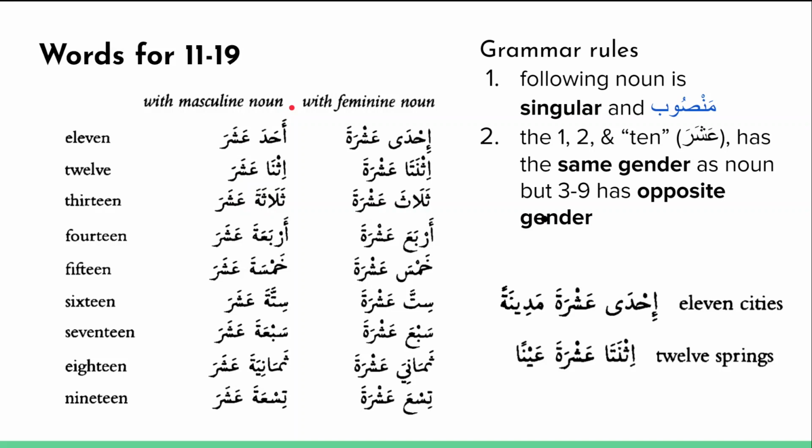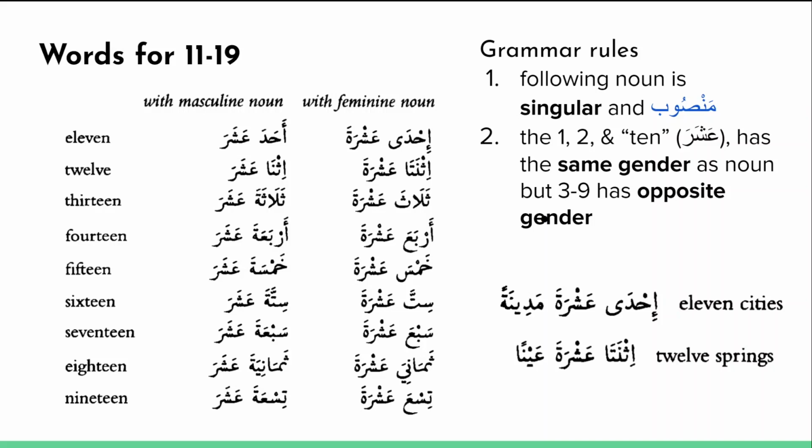So what are the grammatical rules here? It turns out the following noun is now singular. It's not plural, it's singular. And it's in mansub case, not majroor case. So this is why numbers in Arabic can be confusing, because the rules just change up on you like that.